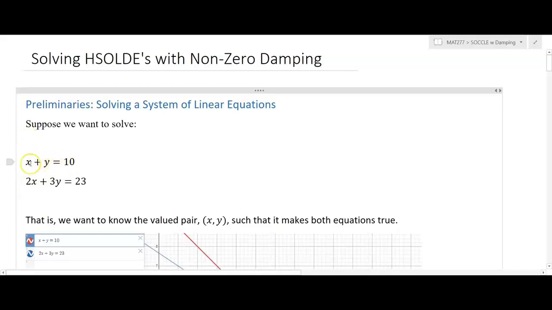So you can look at this and say, well, 5 plus 5 equals 10, and so x equals 5, y equals 5 satisfies the first equation. But it does not satisfy the second one, because 2 times 5 plus 3 times 5 is 25 and not 23. So 5 and 5 don't quite work.